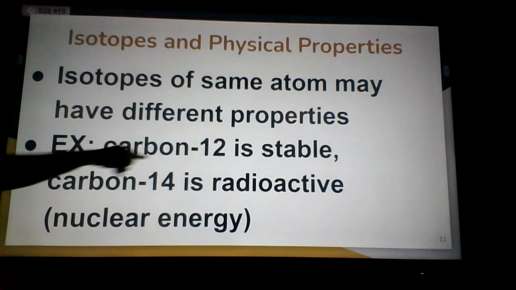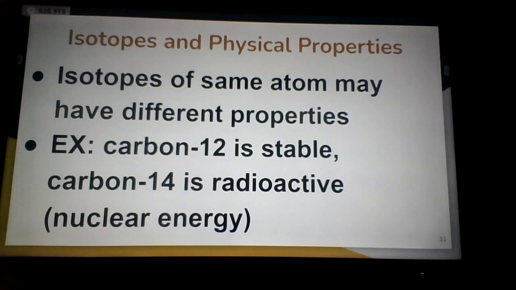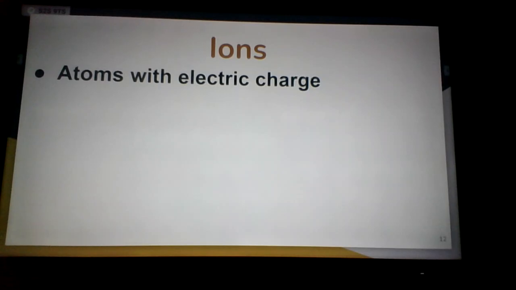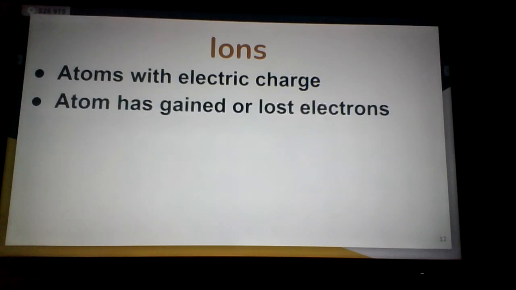Most carbon atoms are carbon-12, 6 protons, 6 neutrons. But I'm just showing you here that the difference in neutrons could make the atom a little bit unstable, which means able to give off nuclear energy. Ready? An ion is actually something we're going to deal more with in a little bit later chapter when we talk about combining the atoms, but we'll define that now. These are atoms with an electric charge. Remember, all atoms by themselves have a neutral charge because the protons equal the electrons. An ion has either gained or lost electrons.